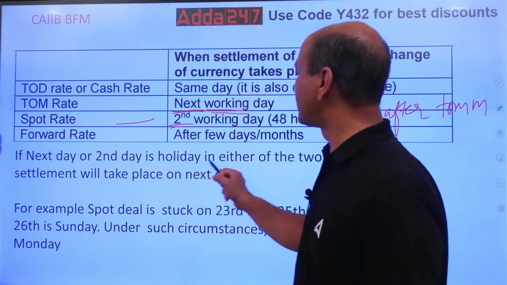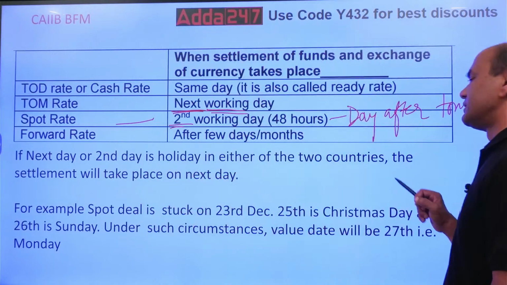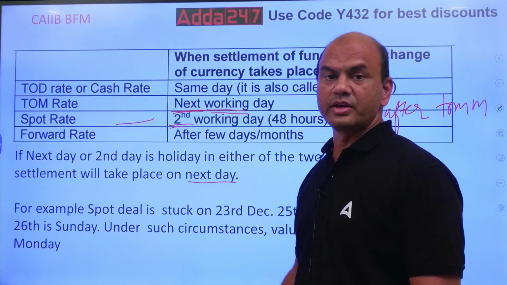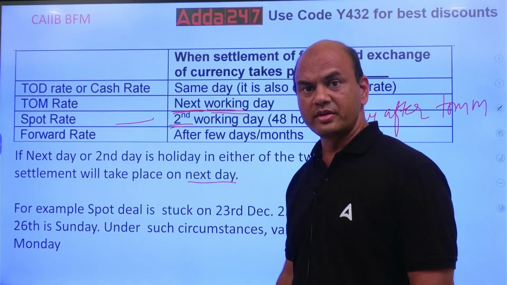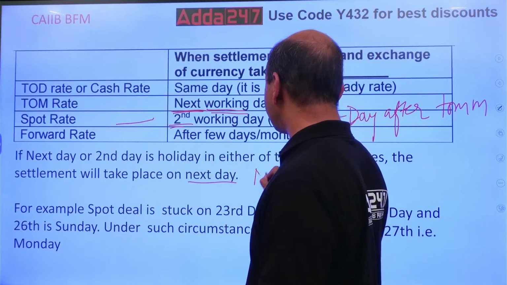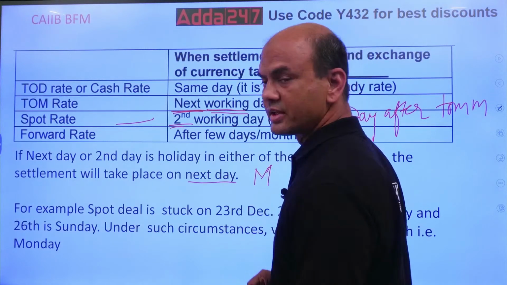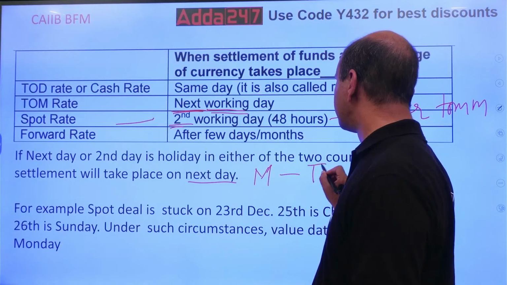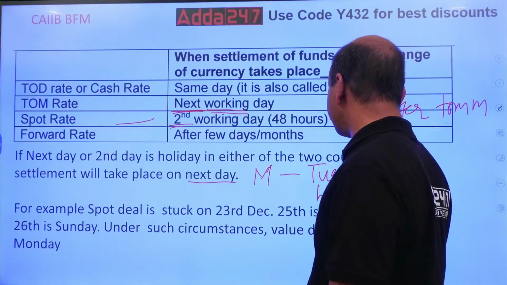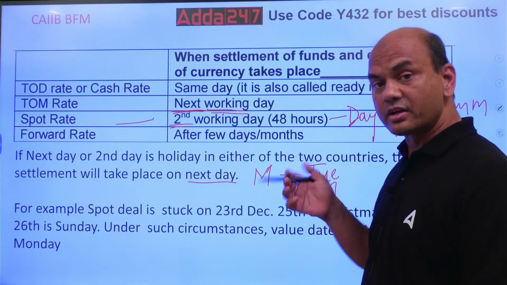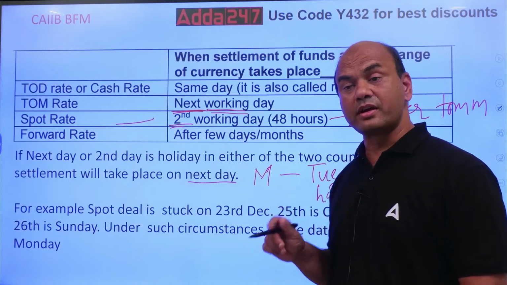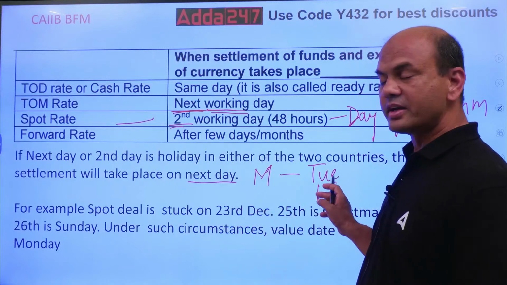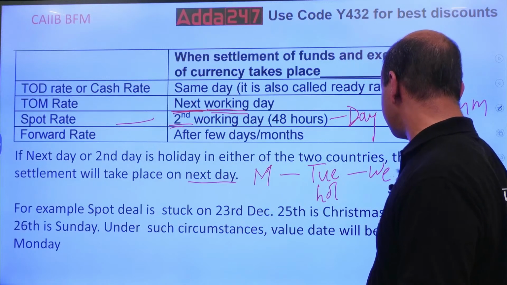If the next or second working day is a holiday in either of the two countries, then the settlement will take place on the next day, meaning the day after that holiday. Suppose I am doing the transaction on Monday and the settlement is Tom, so the settlement will be on Tuesday. But what happens if Tuesday is a holiday in either of the countries? Remember, either country. It can be on the buyer side also, it can be on the seller side also. So settlement will take place on Wednesday.